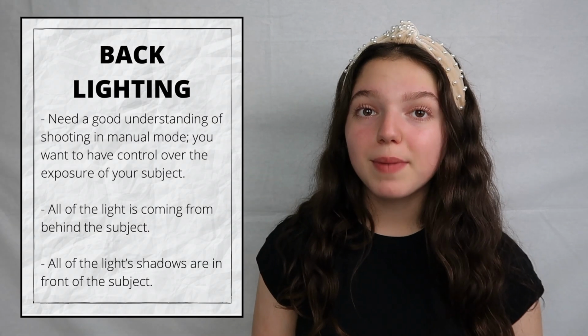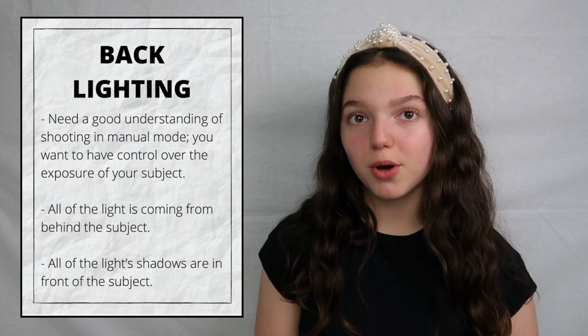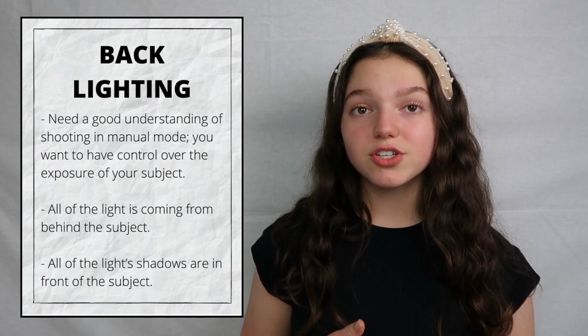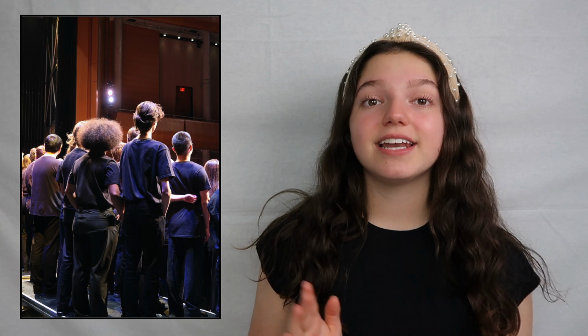When working with backlighting, it is super important to have a great understanding of shooting in manual mode on your camera because you want to have control over the exposure of your subject. This technique is mainly used when photographing a person, seeing as backlighting can be used to create a beautiful silhouette, which is where all of the light is coming from behind the subject, making it so that all the shadows are in front of the subject, creating the silhouette effect. By adjusting your exposure, backlighting can also give portraits a nice pop and halo effect.